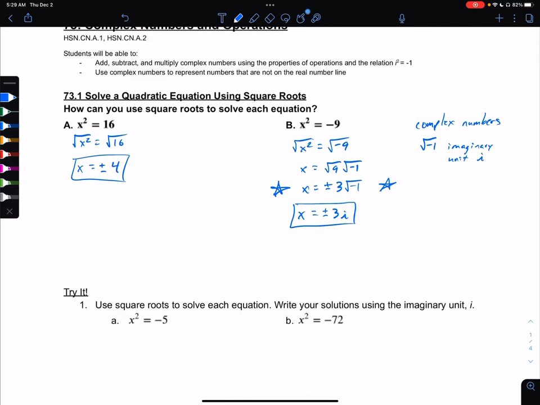In example 1, you're just looking to take the square root of each side and solve. A shows something that we're a little bit more familiar with. B shows us what to do if there is a negative. So you're allowed to use the property of radicals, and then one of the properties of complex numbers being that the square root of negative 1 is the imaginary unit i.